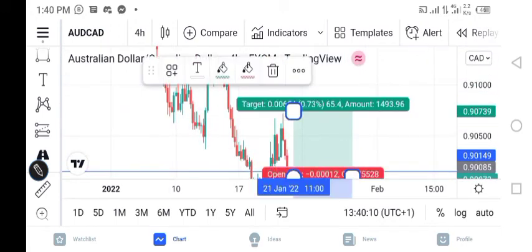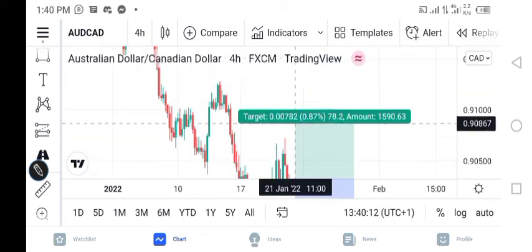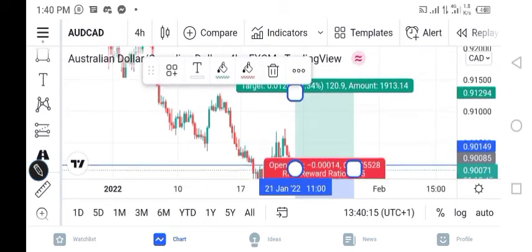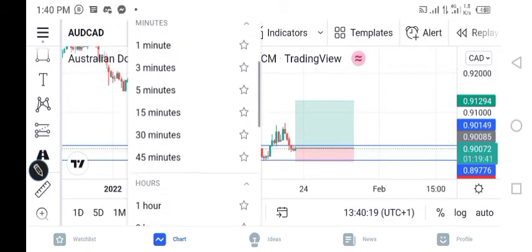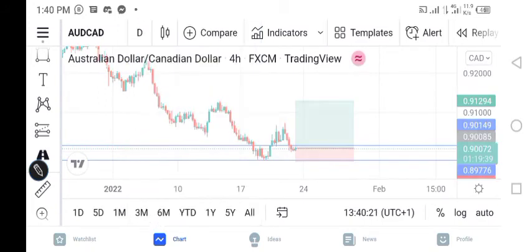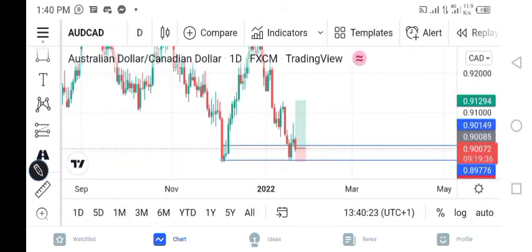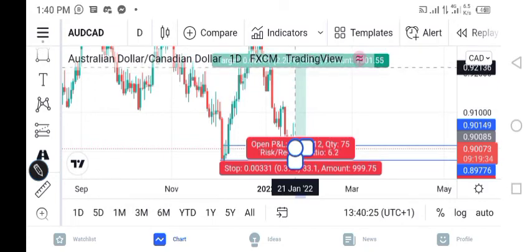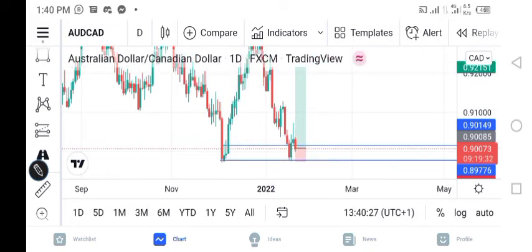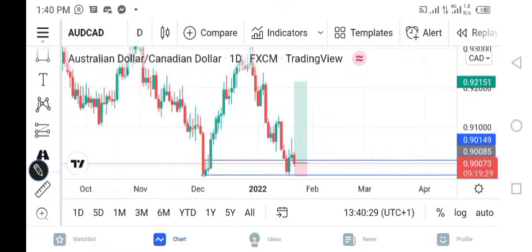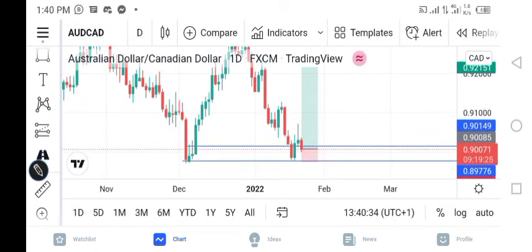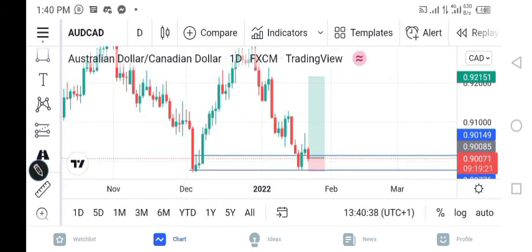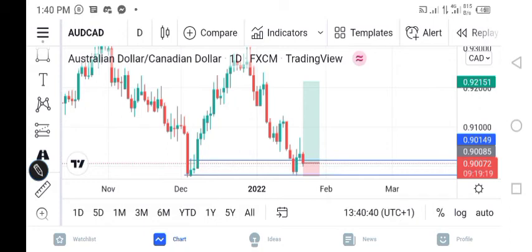And we are expecting this market to move up to this. This is still small, so let's go to the daily time frame to see the next demand zone. We're expecting the market to get to this zone. So here is my prediction on AUDCAD. I'm not going to get into the market; I'm going to place a pending order for this market to start moving up.